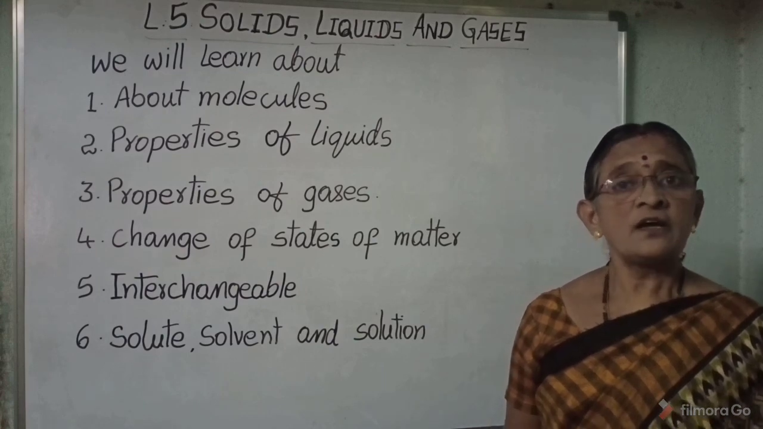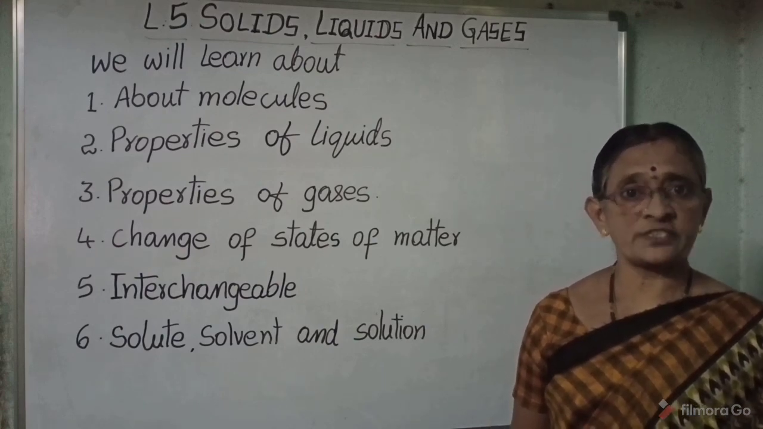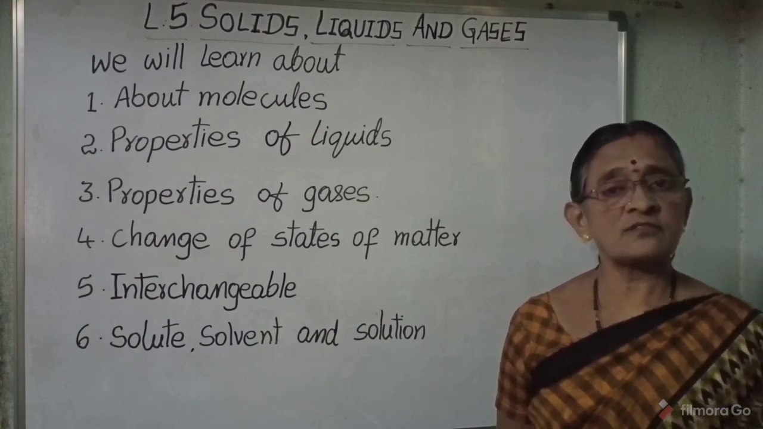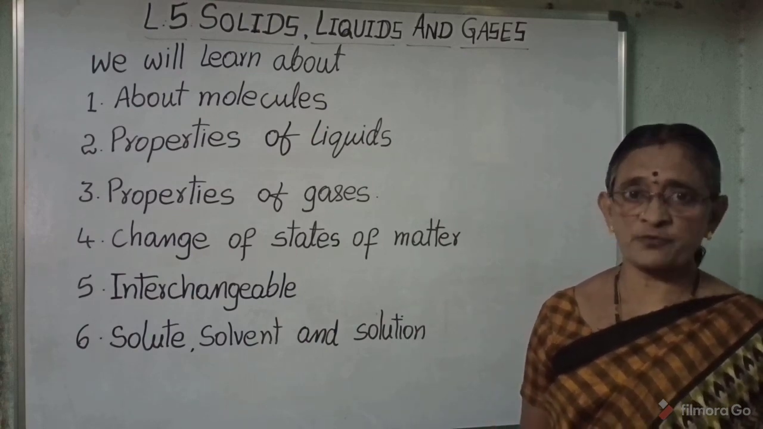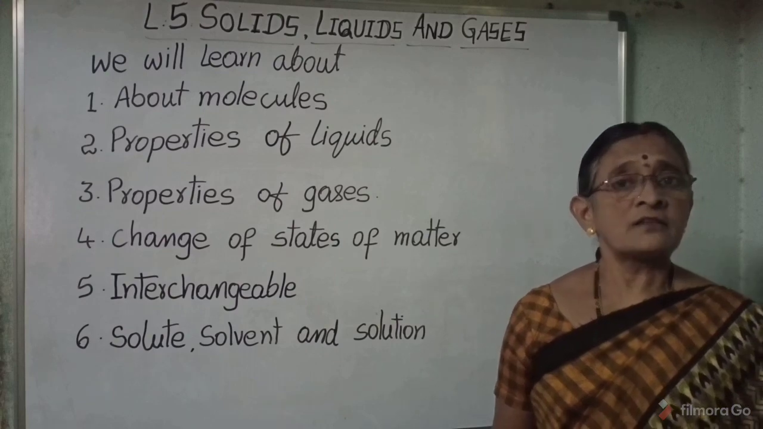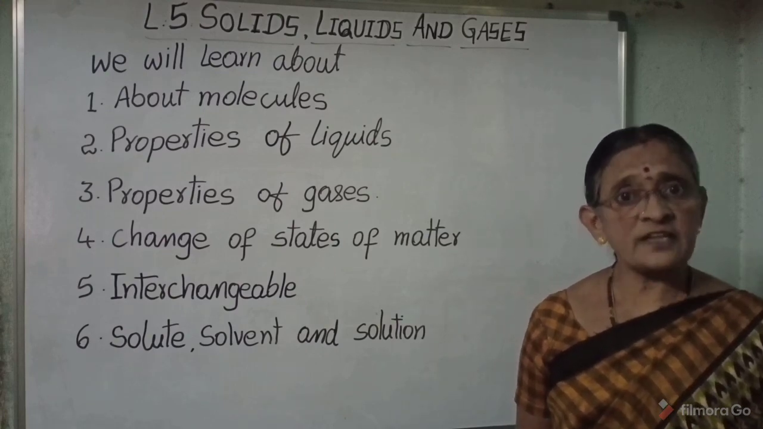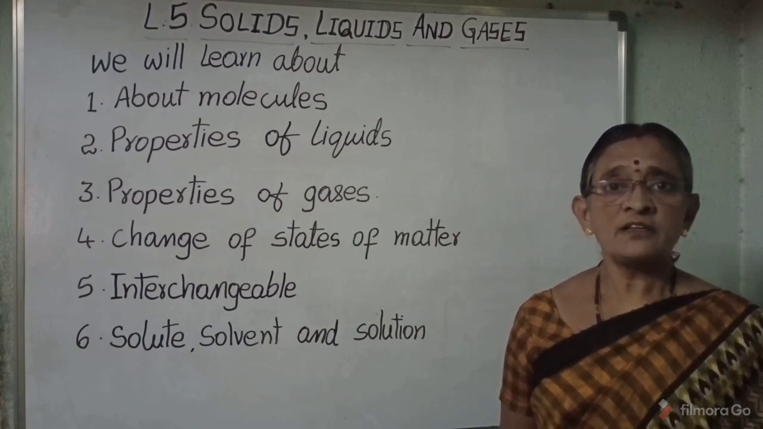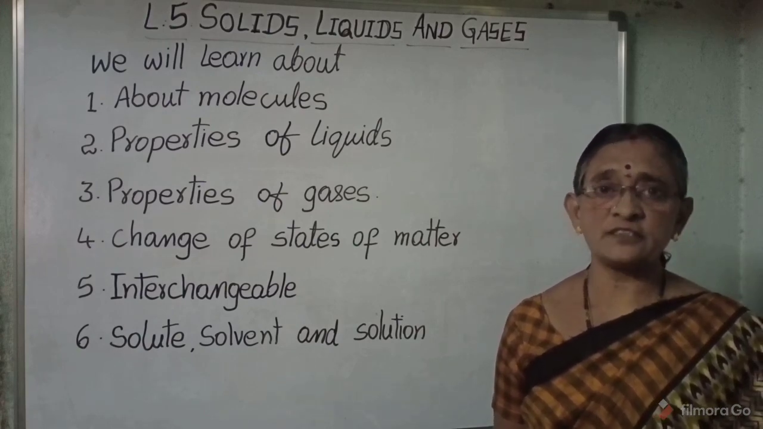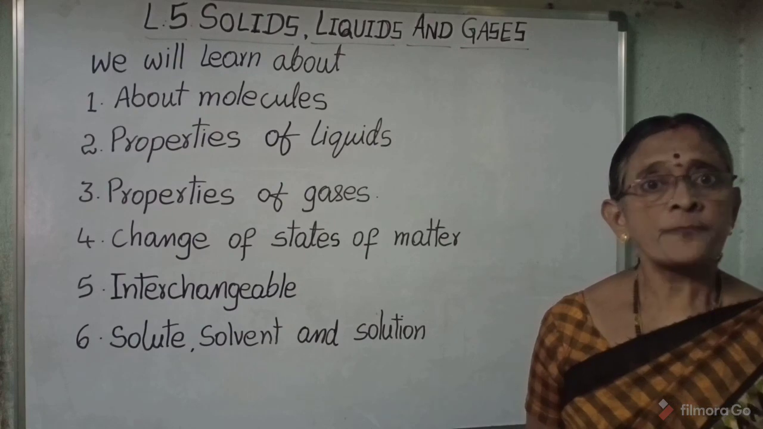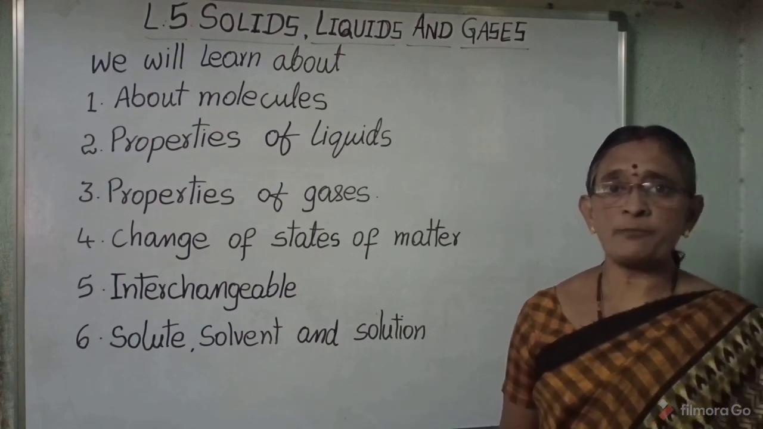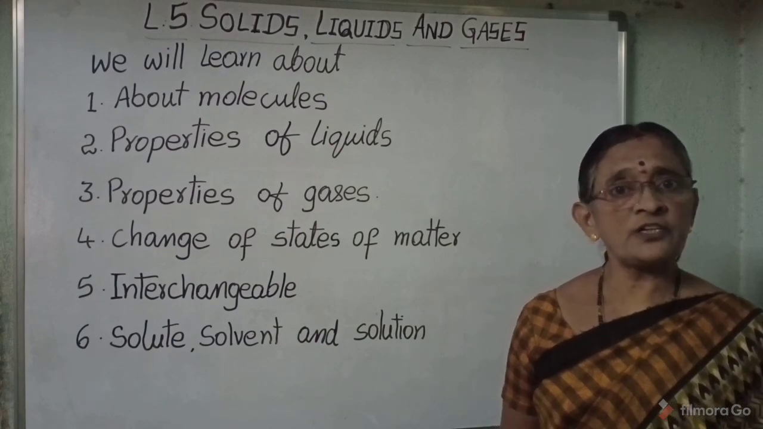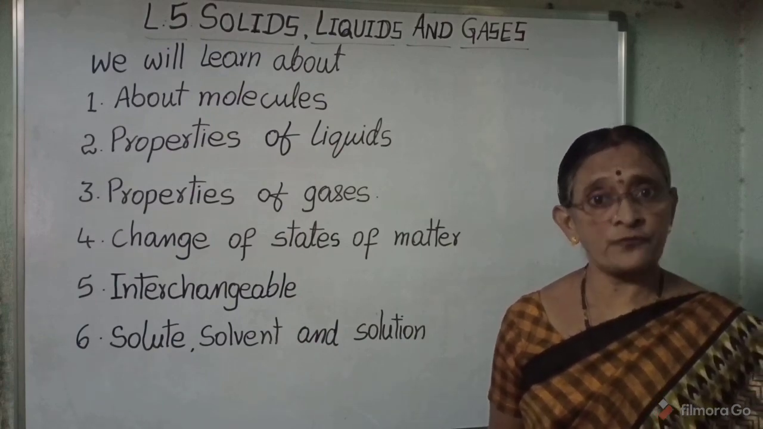In solids, the arrangement of molecules is very tightly packed. There is no gap between the molecules, or the gap is very less between the molecules in solids. That's why they have definite shape and definite volume. The attraction between the molecules is very less, so the molecules of solids cannot float.